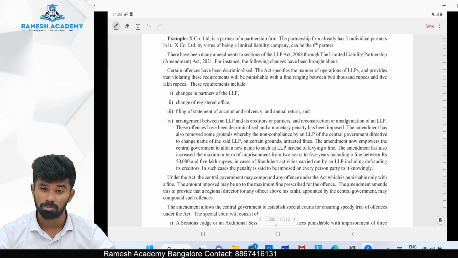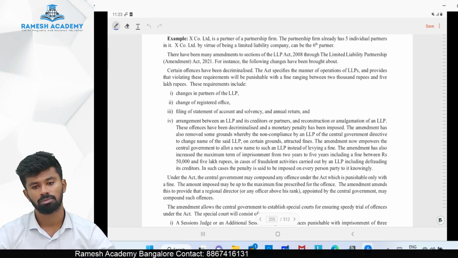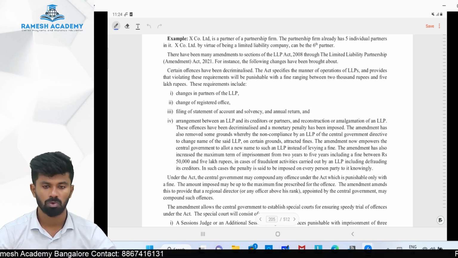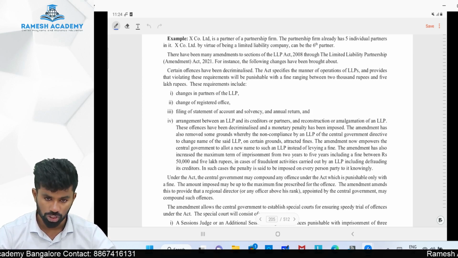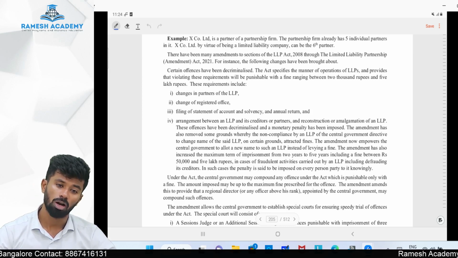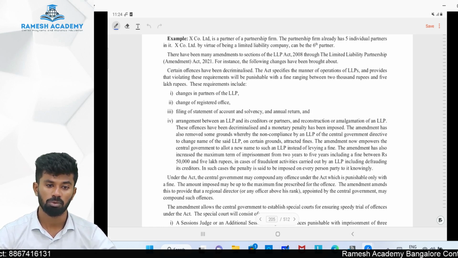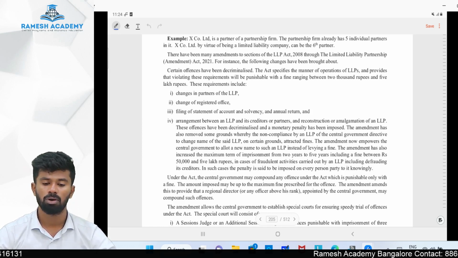Can a minor be a partner of an LLP? Yes or no? The answer is no. A minor cannot be a partner of an LLP. Only who can be a partner? A major, of sound mind, and not declared insolvent by the court.